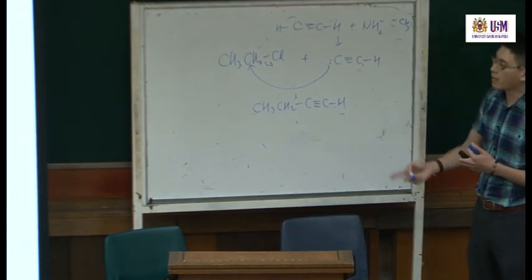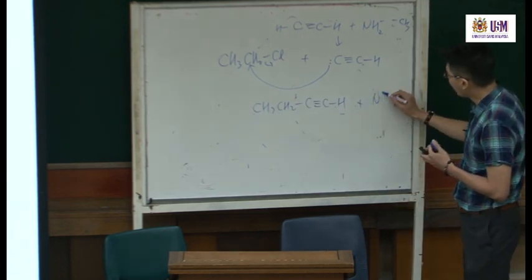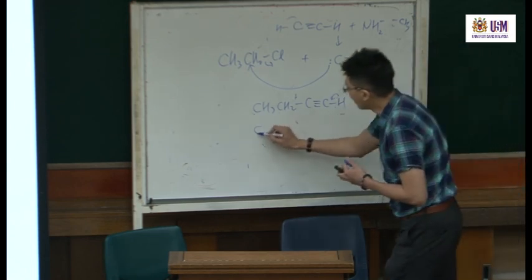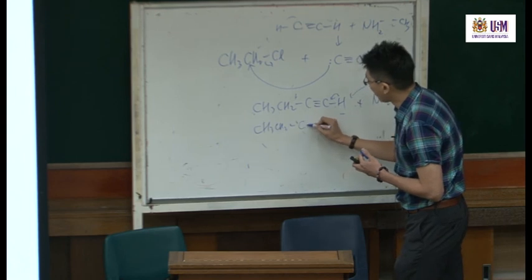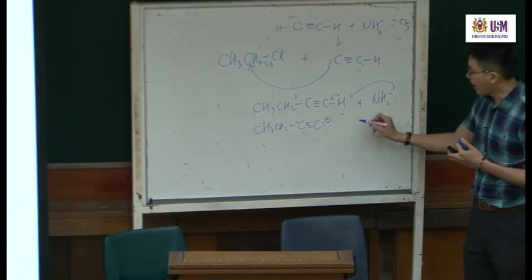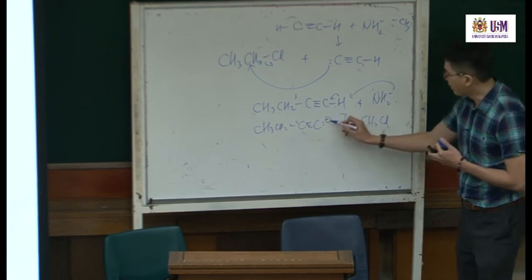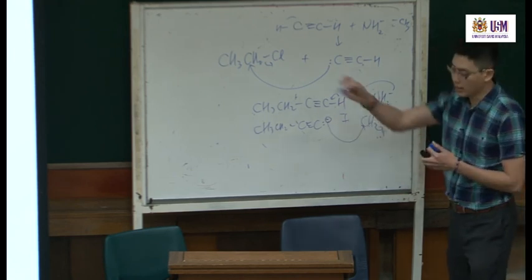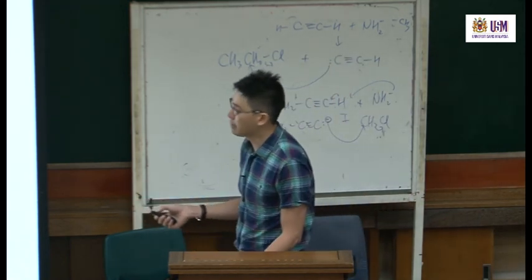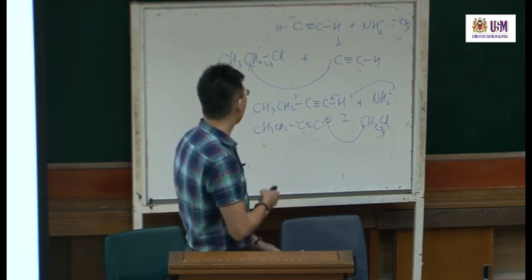Okay. Then how to add further C into it? Then you react again with the base. Everyone is very smart already. So you react with this, you generate another acetylide anion, C triple bond, negative. React with CH3, Cl or Br. Then attack here, you get your desired product. Okay, this is how. As I said, if it doesn't mention, you have to start with the simplest alkyne, you can finish in two steps already.